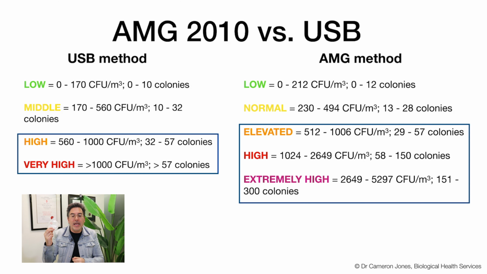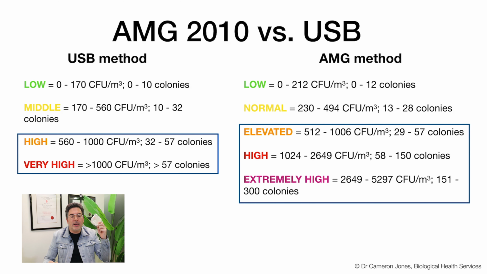The Australians say 0 to 12 is low. For the middle band, the French say between 10 and 32. The Australians say between 13 and 28. But now we move into the changing traffic lights as it goes from normal to potentially problematic.